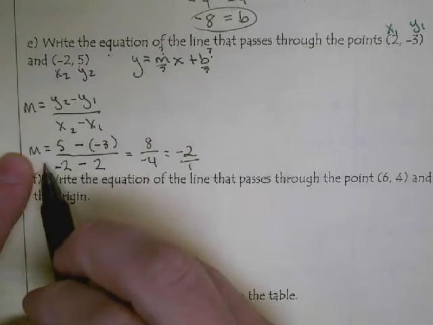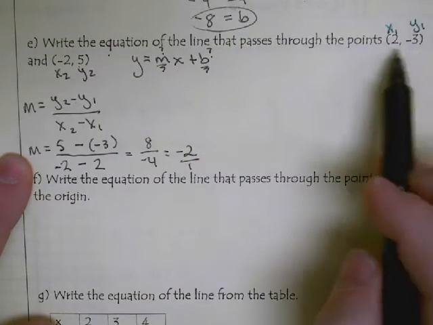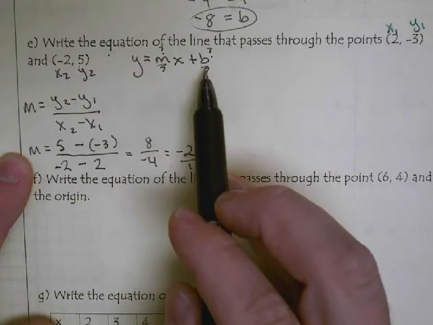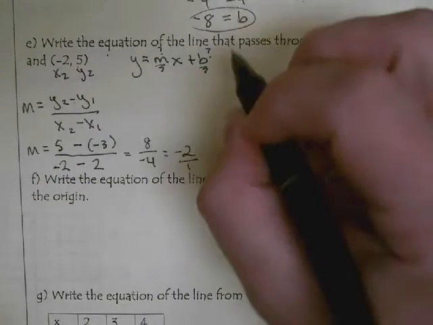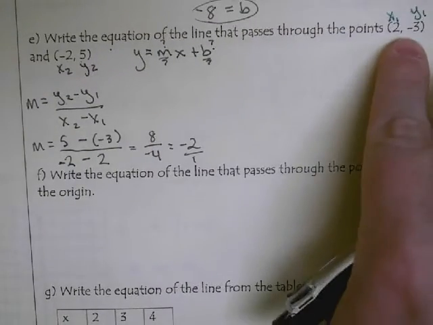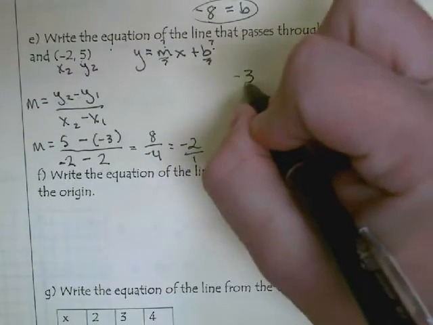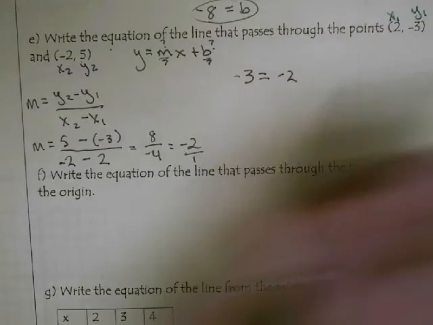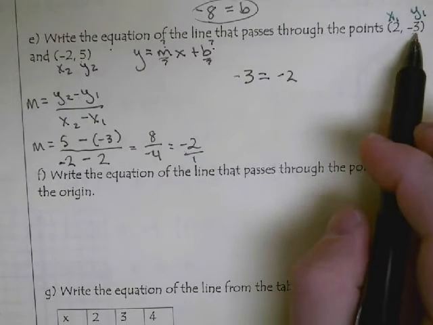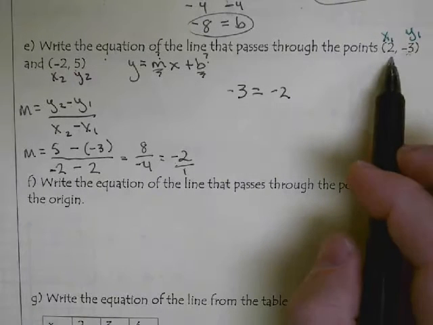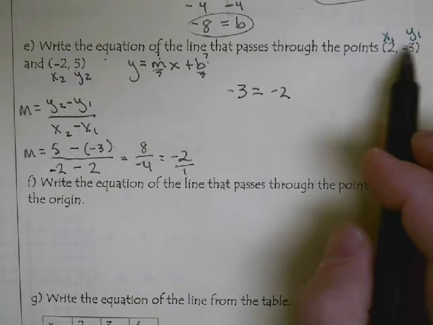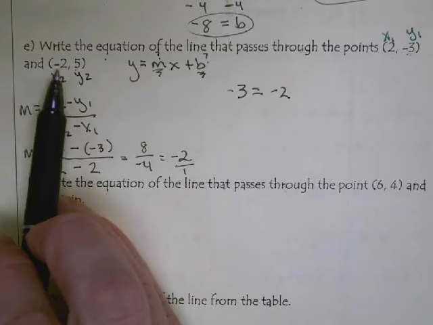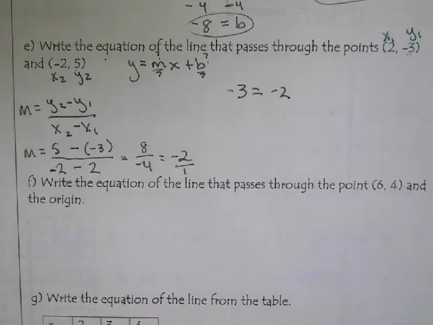Now I have my slope, I have my m, and now I can use either point. Doesn't matter which point. If you use either point, you will get the same b. So let's use the first point. Negative 3 is equal to, what's my m? Negative 2. What's my x? If I'm using this negative 3, then I have to use the x that goes with this y, this 2. But if I did it the other way, I could have used 5 first, but then I have to use negative 2. So make sure you keep that straight.